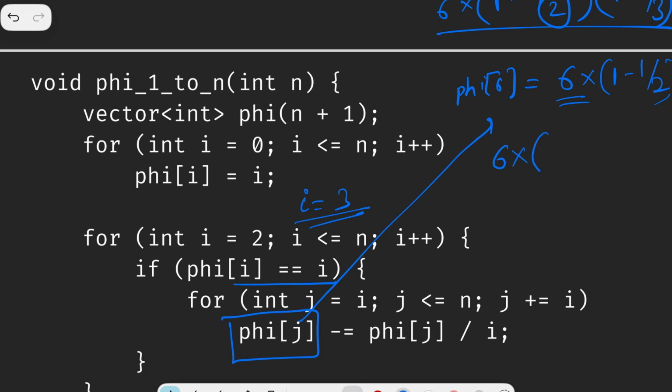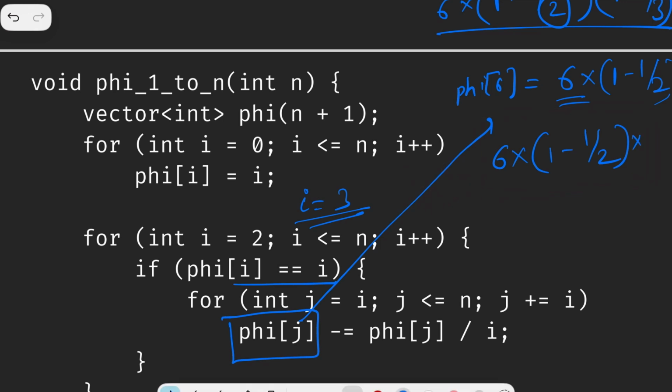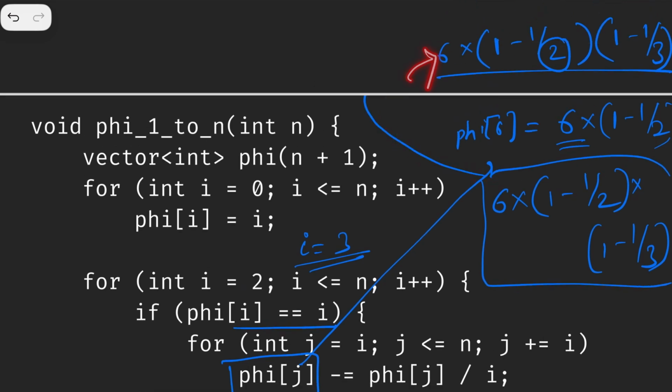Earlier it was 6 into 1 minus 1 by 2. Till here it got updated when we were processing 2, when i was 2. Now i is 3, so we are going to multiply it by 1 minus 1 by 3. And this is what our formula tells us, right?